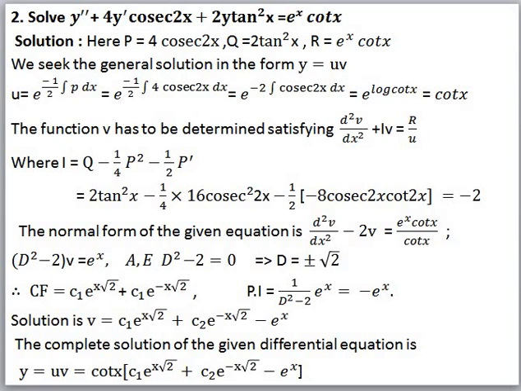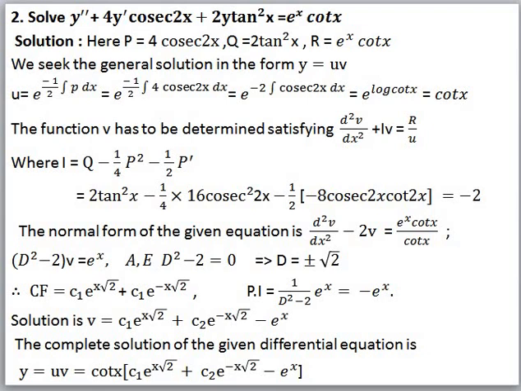Simplifying, we get minus 2. The normal form of the given equation is d square v divided by dx square plus I v is equal to r by u, where I is equal to minus 2. So d square v minus 2v is equal to r by u, where r is e to the power of x cot x and u is equal to cot x. Cot x gets cancelled. Then (d square minus 2) v is equal to e to the power of x.